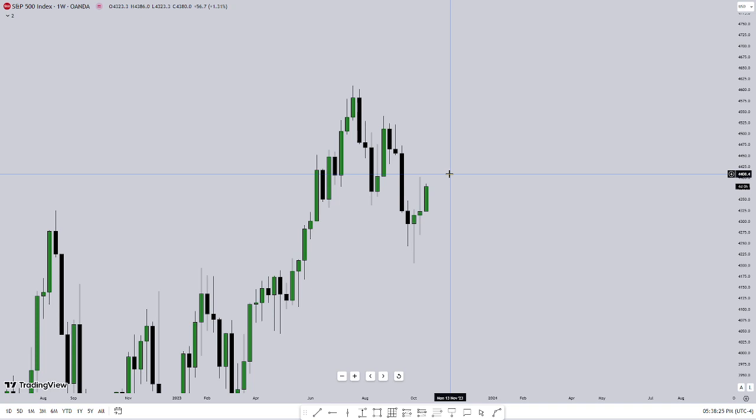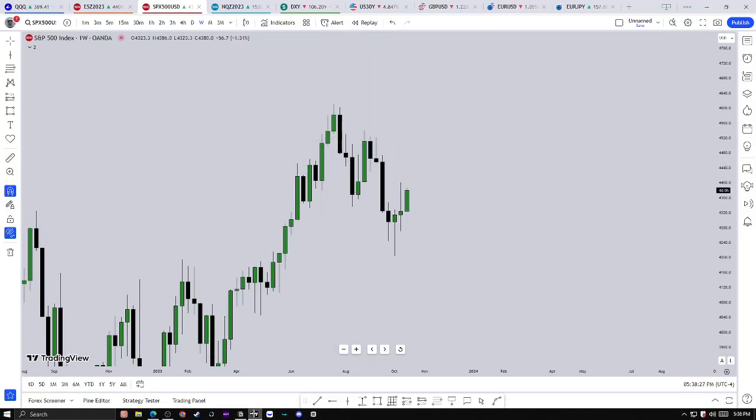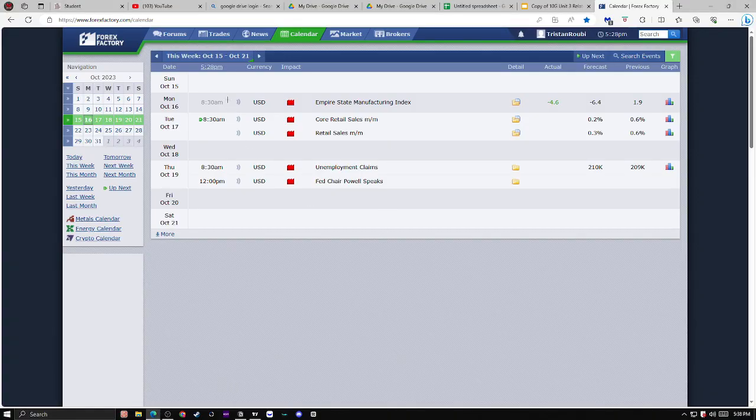And I believe that is due in part to the war and news, because today we had the Empire State Manufacturing Index. The previous price was 1.6. The forecast was negative 6.4. And the actual price was negative 4.6. That is a big difference. That is very high impact news right there.